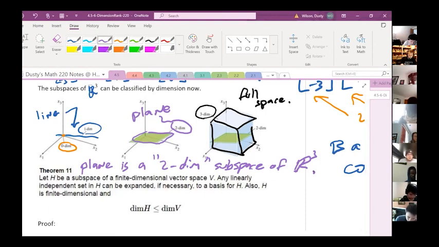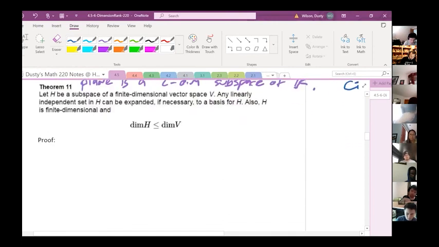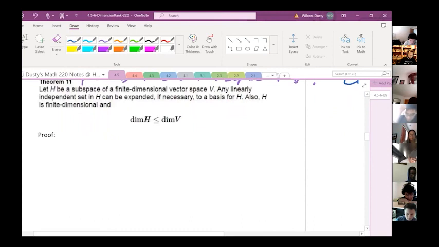All right, so let's look at this theorem 11. I think the theorem is intuitive, and there's something a little bit different in this proof, which is why I wanted to prove it. So theorem 11 says, let H be a subspace of a finite dimensional vector space V. Any linearly independent set in H can be expanded, if necessary, to be a basis for H. Also, H is finite dimensional, and the dimension of H is less than or equal to the dimension of V.